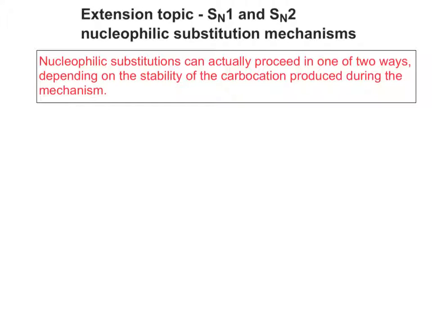Hello and welcome to this short clip on nucleophilic substitution mechanisms. It's a little bit beyond A level, but it delves into something called Sn1 and Sn2 nucleophilic substitution mechanisms. As you could probably guess, what it actually means is there's two possible ways in which a nucleophilic substitution can proceed, and it depends on the stability of the carbocation produced during the mechanism.